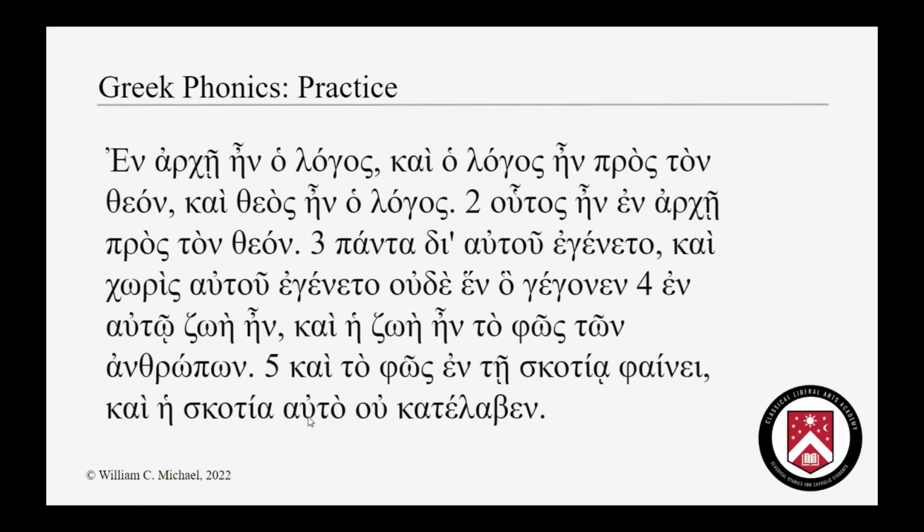Diphthong alpha upsilon with soft breathing over the second vowel of the diphthong, au, to. Grave accent. Then we have the diphthong omicron upsilon with no breathing. U. And lastly, ka, te, la, ben. Followed by a period to end the passage.